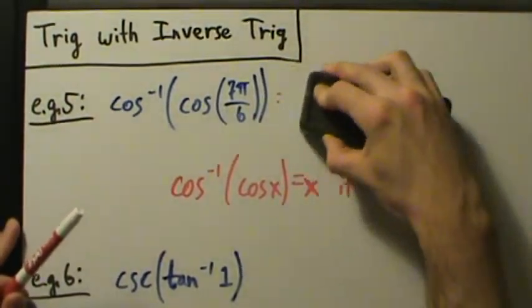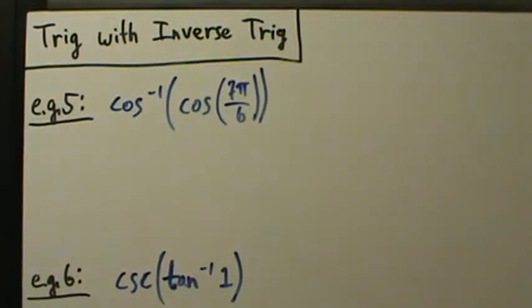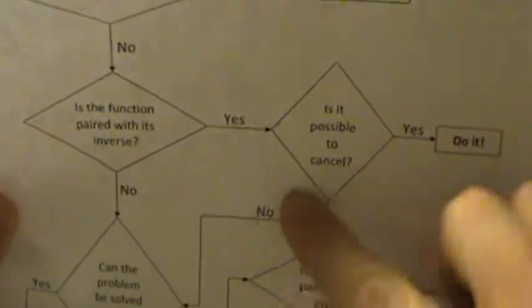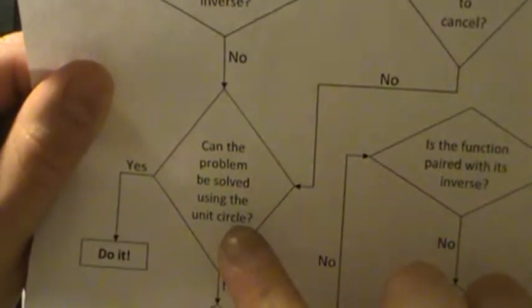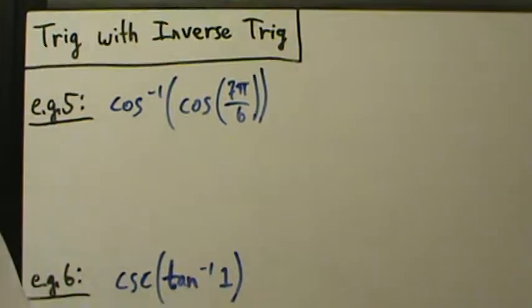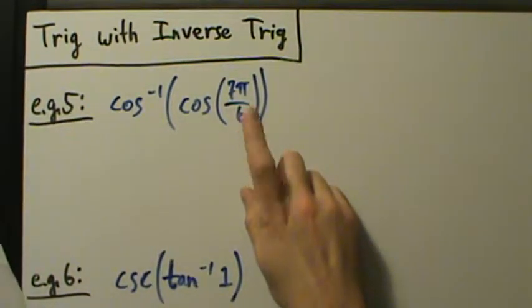So what do we do? Well, we just keep following the flowchart. Let's go back to the flowchart. Is it possible to cancel? No, so we follow the no path. Can the problem be solved using a unit circle? Another way of asking that is, is this number in here a nice number that appears somewhere on the unit circle?